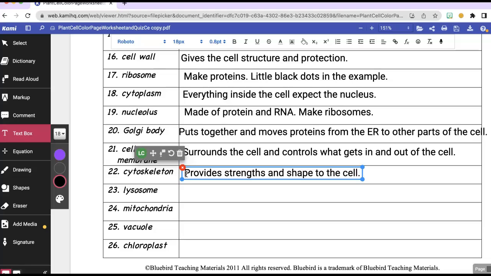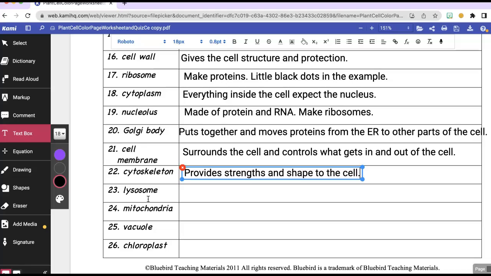Remember we talked about how humans would look if we didn't have bones? We said we'd be kind of like big blobs. So that is kind of the bones that the cell has to give it strength and shape.